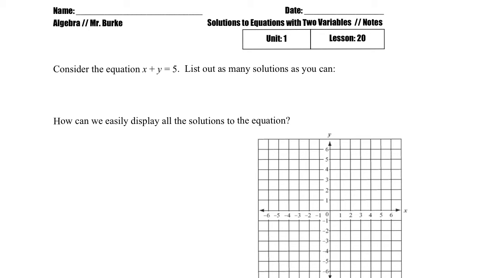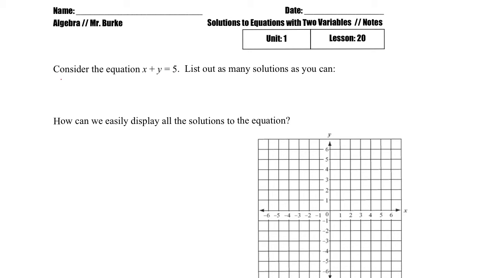All right, so let's take a look here. We're going to talk about solutions to equations with two variables. So let's consider the equation x plus y equals 5. So I'm right here. X plus y. Let's list out as many solutions as we can come up with. So remember that solutions are the values of the variables that make the equation true.